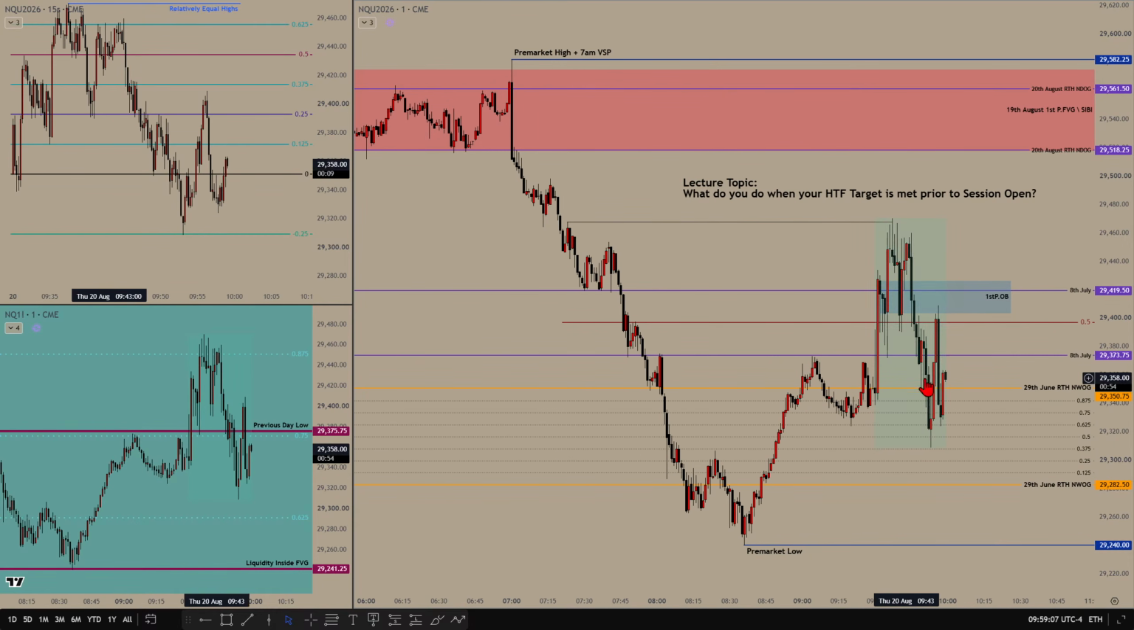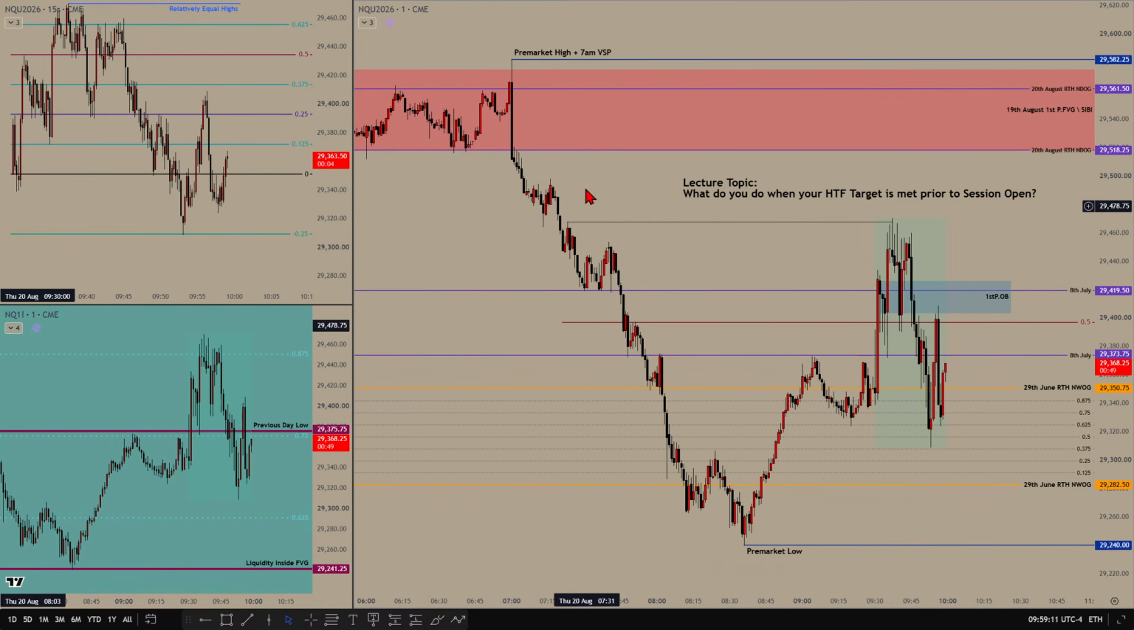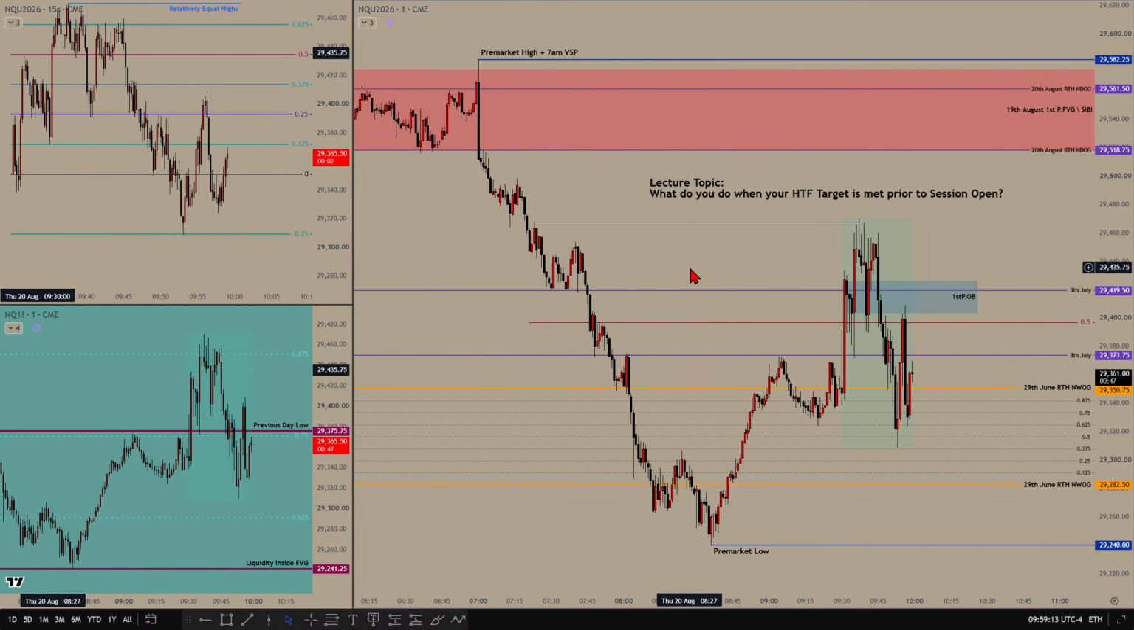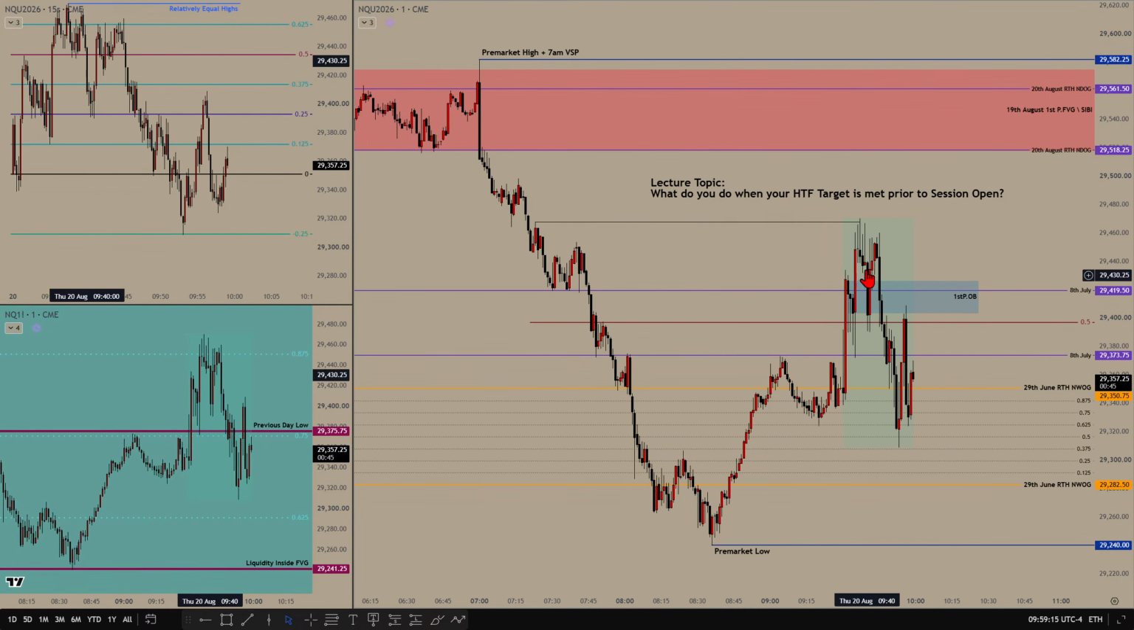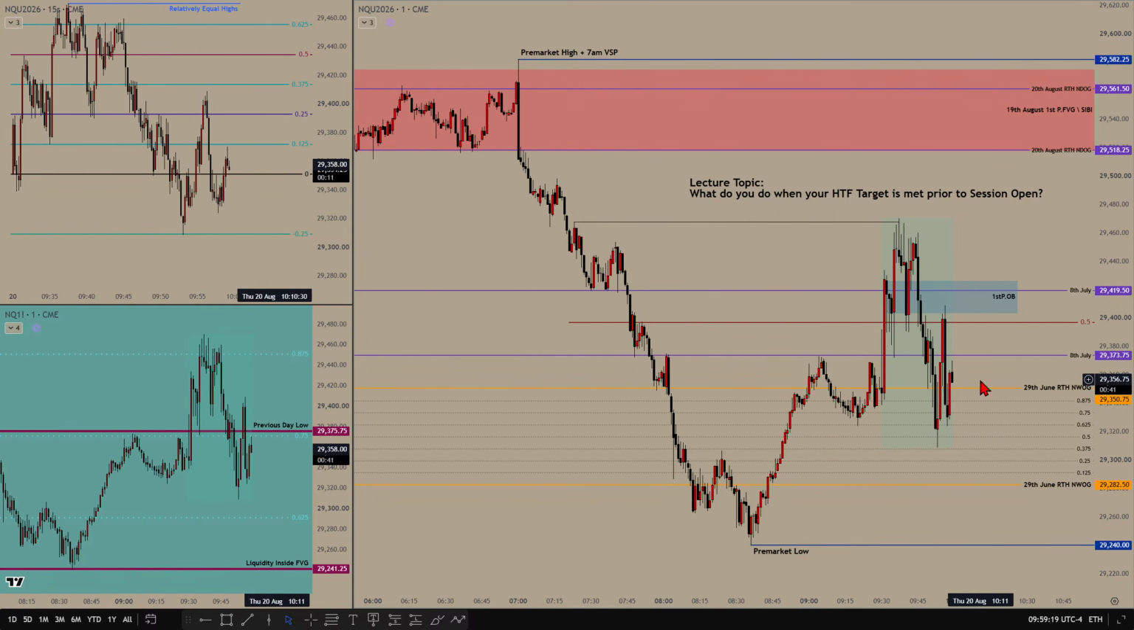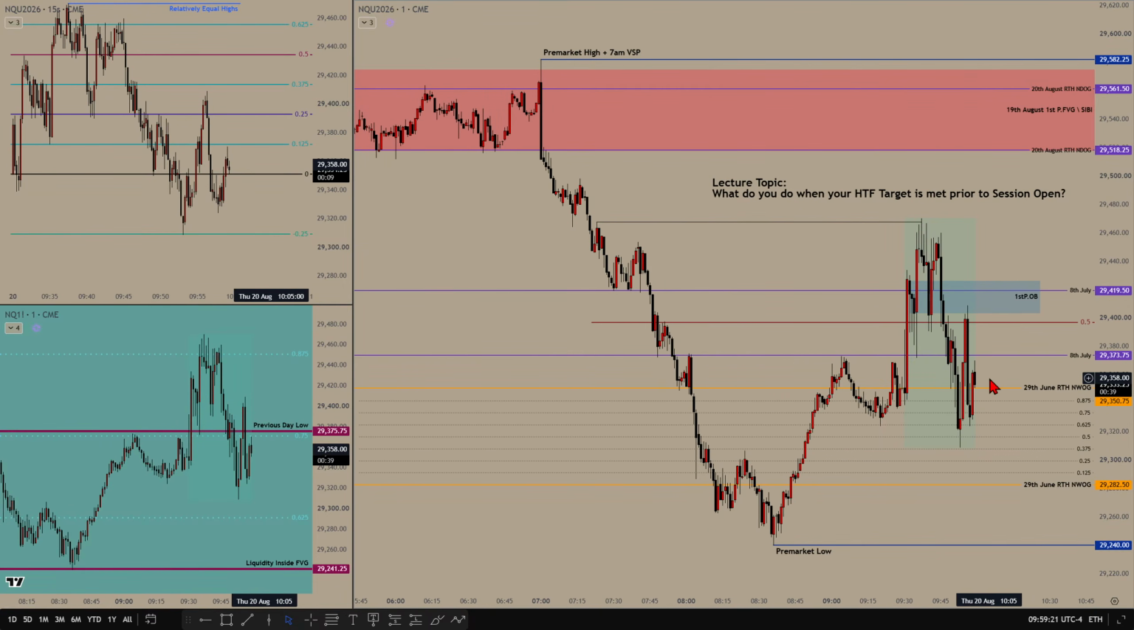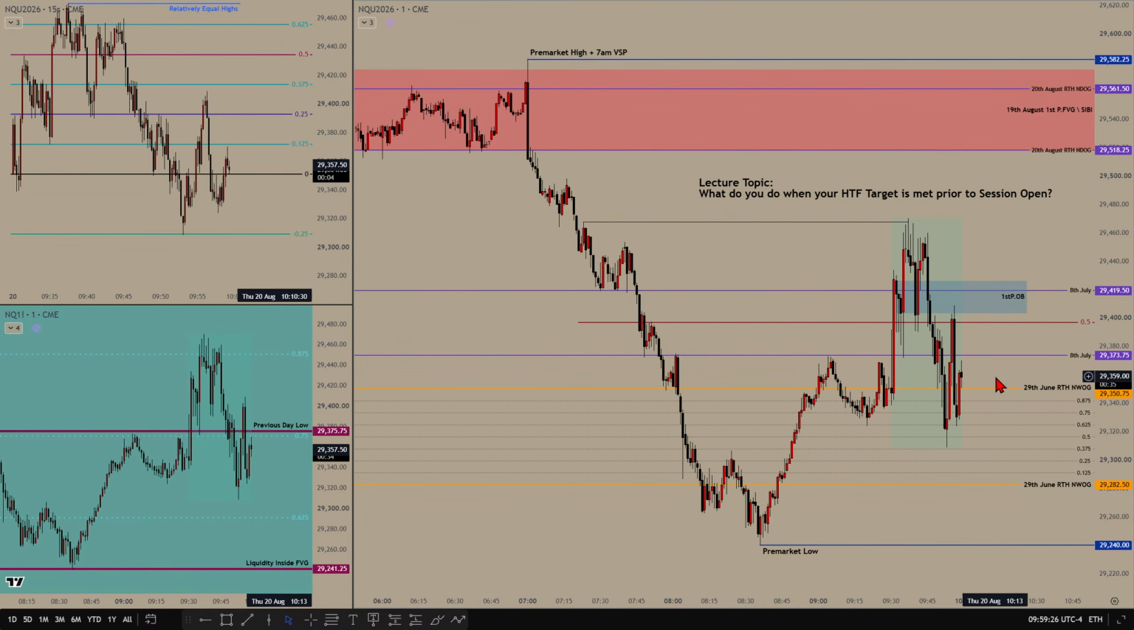There's a huge difference in the range size of the New York session compared to the pre-market session so far. The macro hasn't done a whole lot. I mean, it did kind of send us back and forth, but we're about to hit 10 o'clock, end of the opening range. See if it brings a busy around.